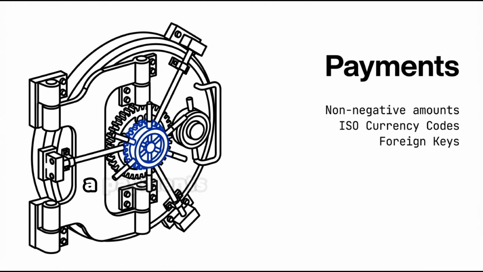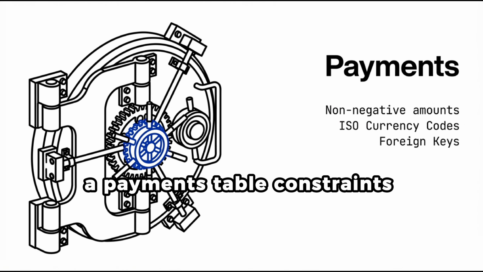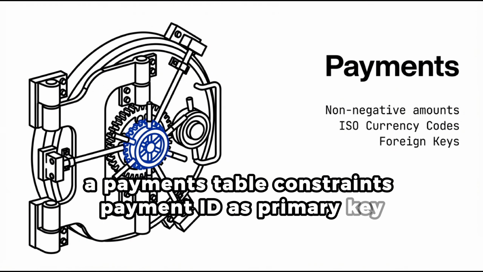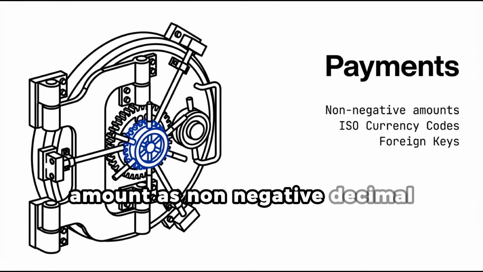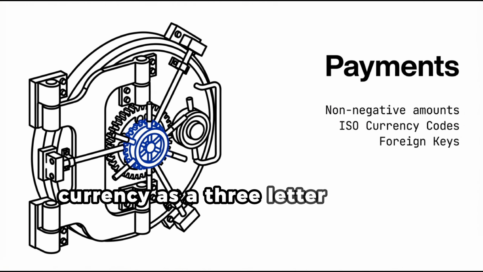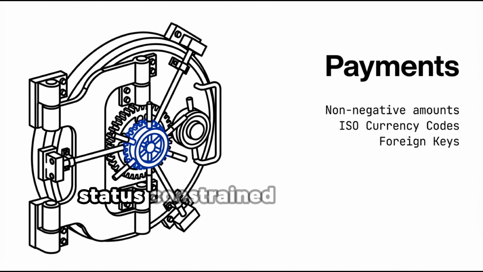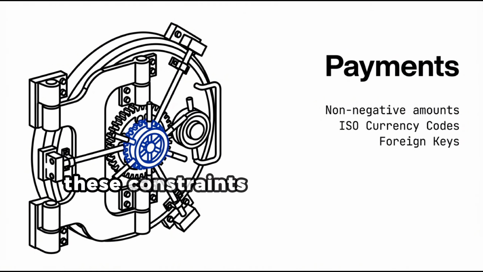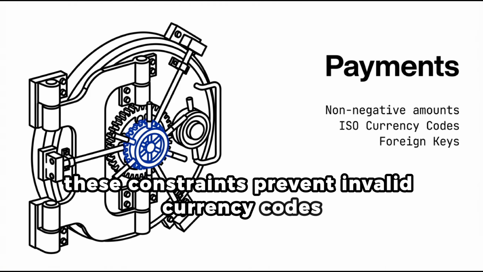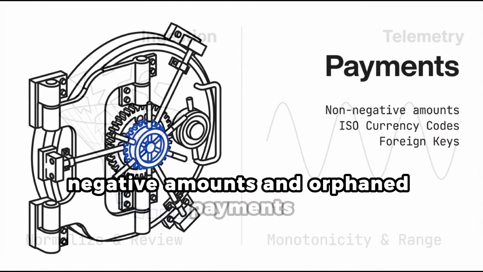Example 1. A payments table. Constraints: payment ID as primary key, amount as non-negative decimal, currency as a 3-letter ISO code, status constrained to an enum, and a foreign key to orders. These constraints prevent invalid currency codes, negative amounts, and orphaned payments.